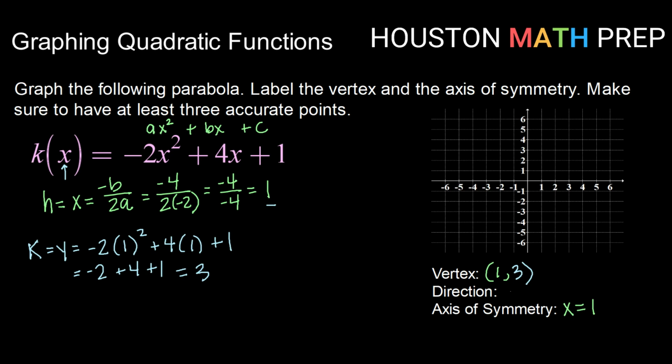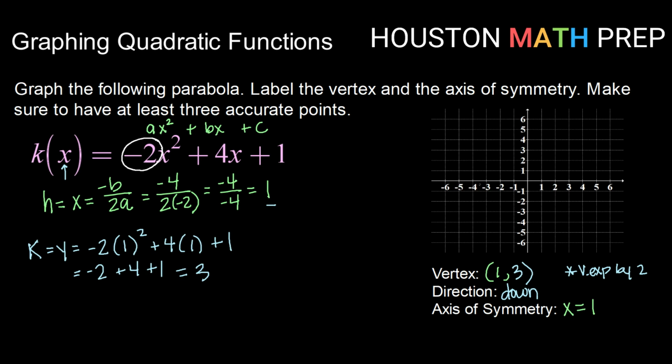Last but not least, we need to look for our direction of opening. That can be found from the very beginning, just looking at your a value. Since my a value is a negative 2, that tells me that I'm going to be opening down. And I'm going to note that I have a vertical expansion by 2 going on, and that is coming from that multiplier of 2 on my x squared.